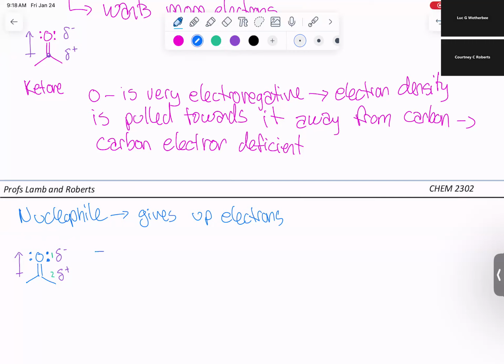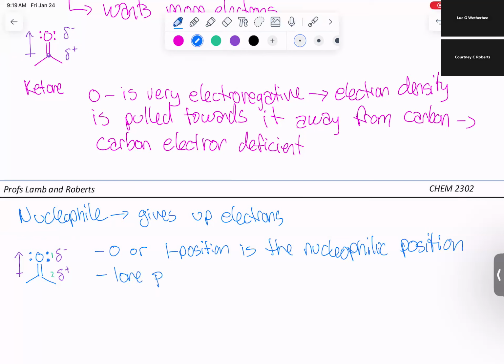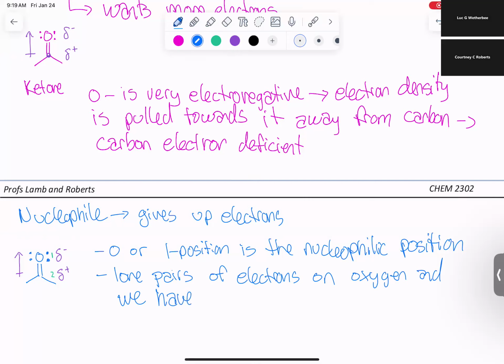So we can say that the oxygen, or 1 position, is the nucleophilic position. All right. And the reason is we have that lone pair, 2 lone pairs of electrons, on our oxygen. And we have electron density pulled away from our carbon.